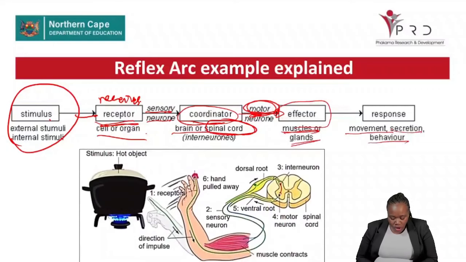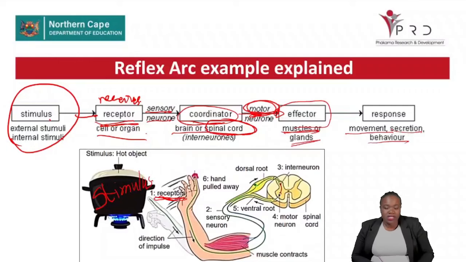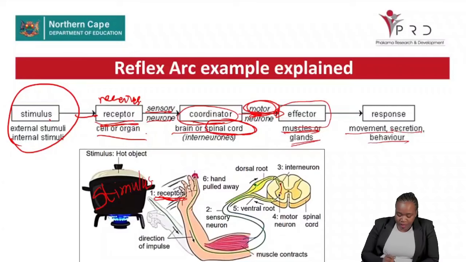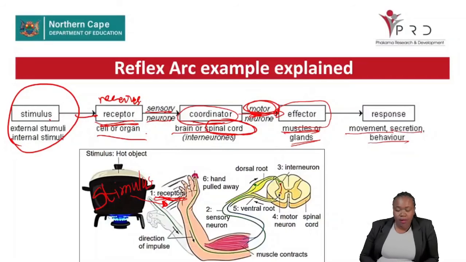So there we have a hot object, we have a hot pot in this case, and then the first thing that is going to be involved here is the receptors. So this is our stimulus, that is our stimulus or the stimuli. This stimuli is going to be received by the receptors. Now the stimuli is received by the receptors and it is going to move through to the spinal cord through the sensory neuron. Remember, the sensory neuron is going to enter the spinal cord through the dorsal root.